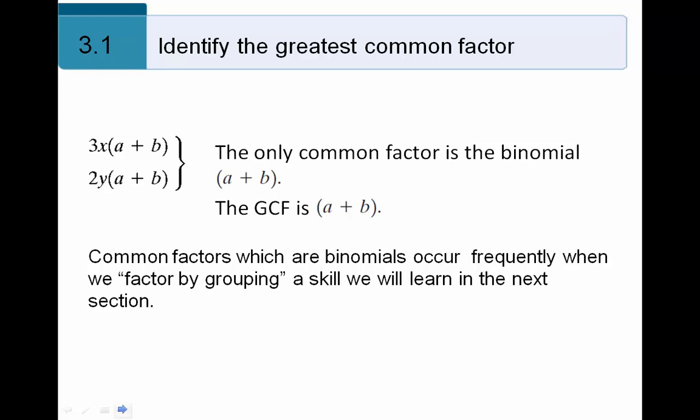Common factors, which are binomials, will occur frequently when we factor by grouping. And that's what we will be doing in the next section.